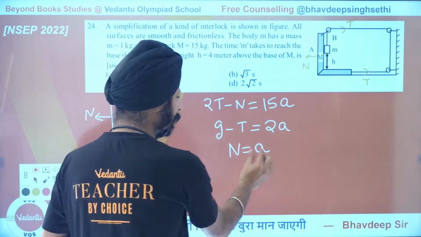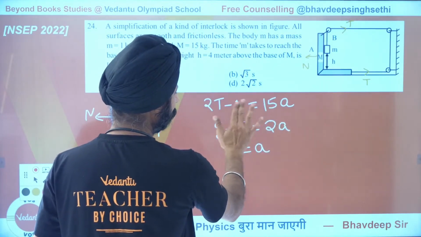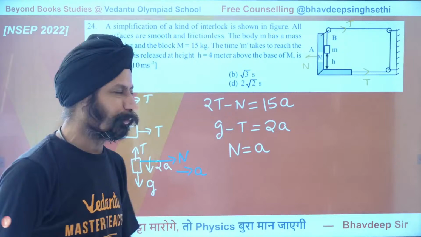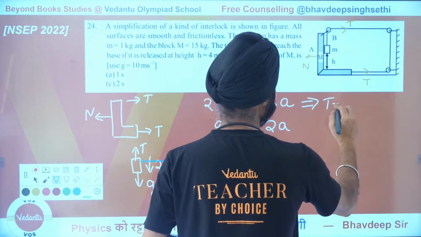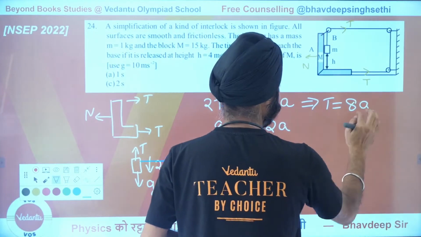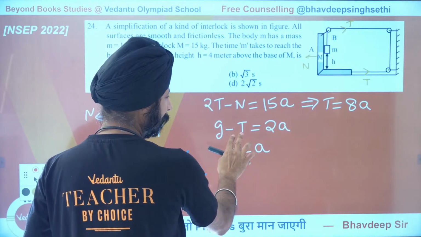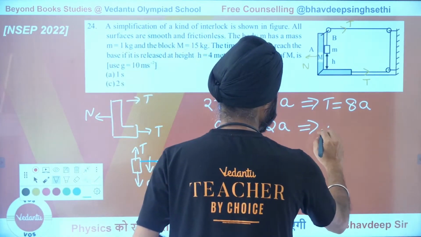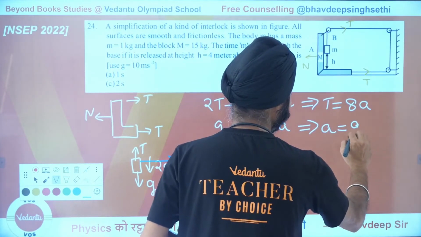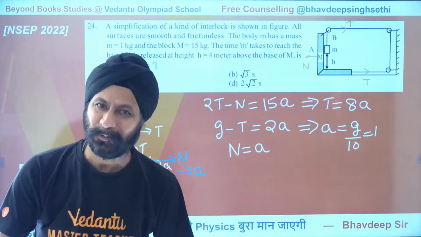Now N is a, you plug in a here, this becomes 16a, so tension is 16 by 2, which is 8a. So this equation implies tension is 8a. You take this 8a and plug it in here. g is equal to 8 plus 2, which is 10a. So a is equal to g by 10. But they're saying take g as 10. So a is 1 meter per second square.